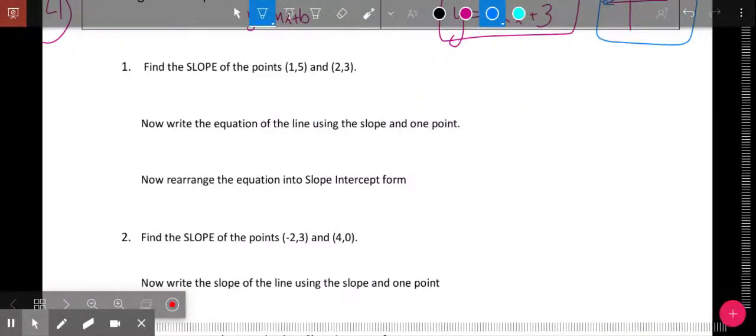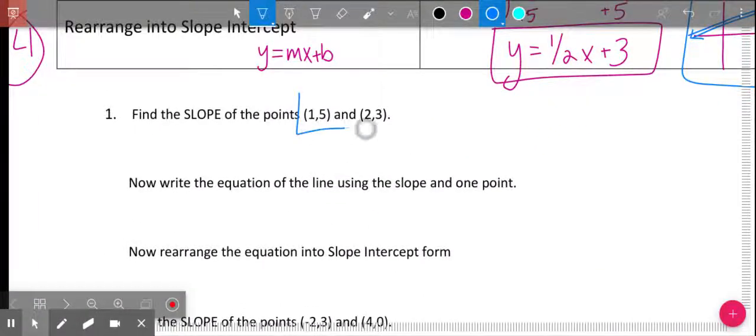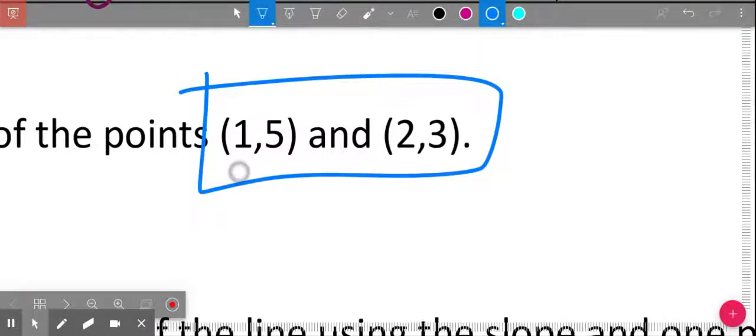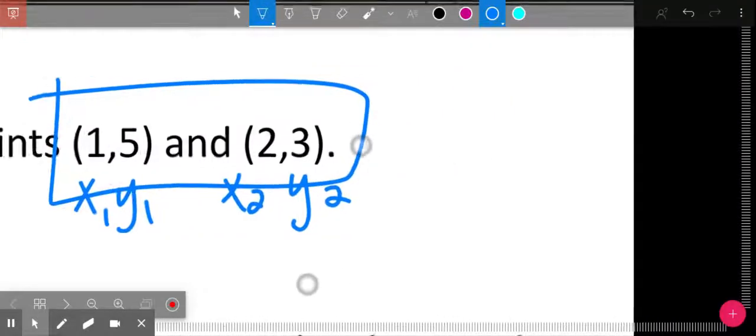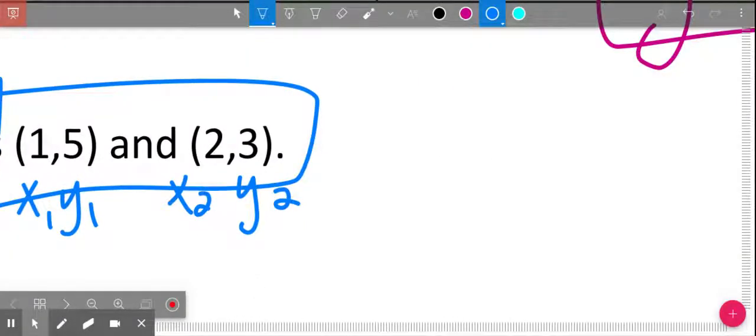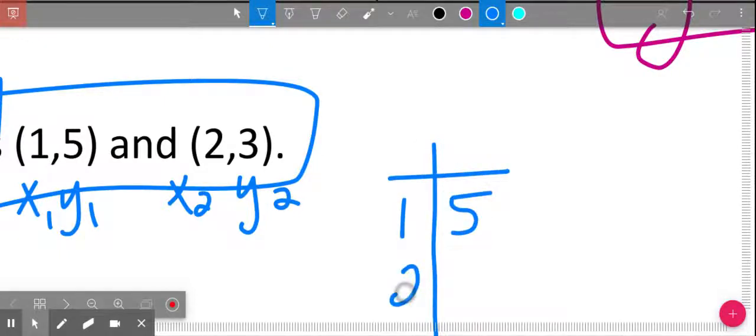So looking at number 1, we're going to be writing the equation given these 2 points: 1, 5 and 2, 3. So step 1, we're going to label our points. This is very important if you're using your slope formula. Now we're going to find our slope. Remember, I like the table. If you're using the slope formula, that's totally fine. So 1, 5 and 2, 3.